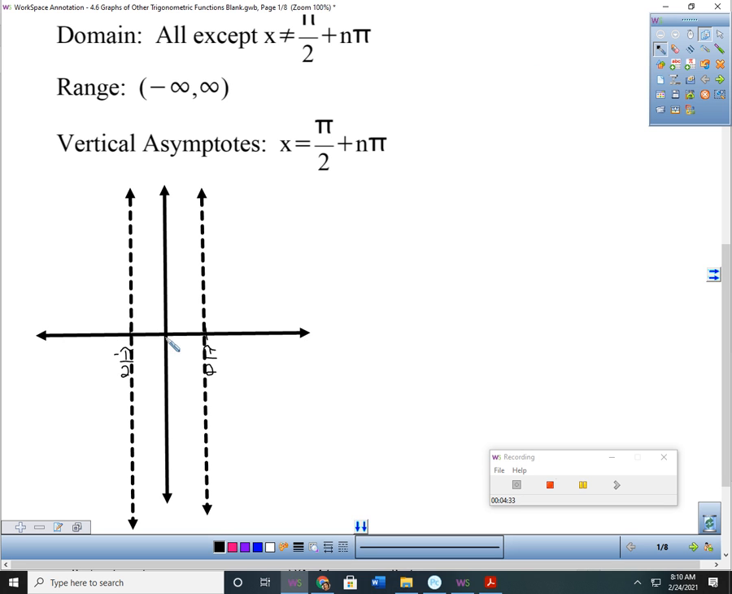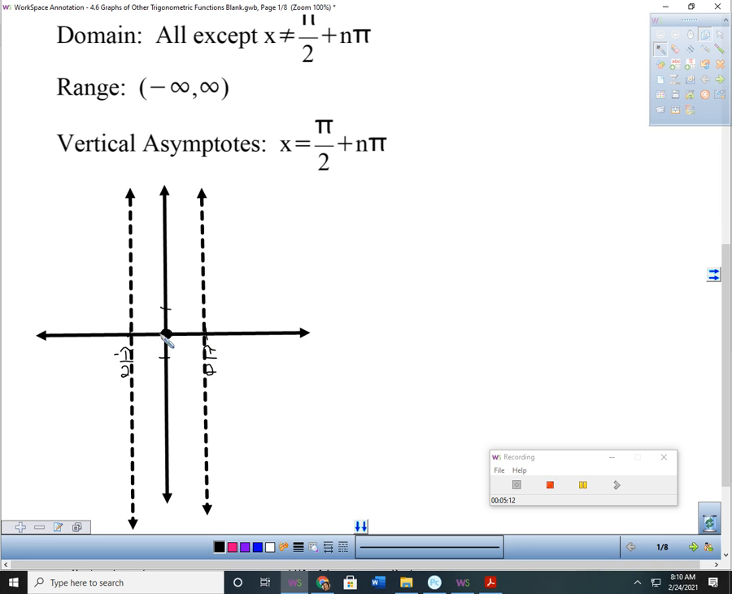All right. And then I know that halfway in between these would be my x-intercept. Well, if this is pi over 2 this direction and pi over 2 this direction, then that would be my intercept. So I find that first. And then I'm going to plot 2 points, all right? One of them is going to be halfway in between my x-intercept and the left asymptote, and the other one will be halfway in between my x-intercept and the right asymptote.